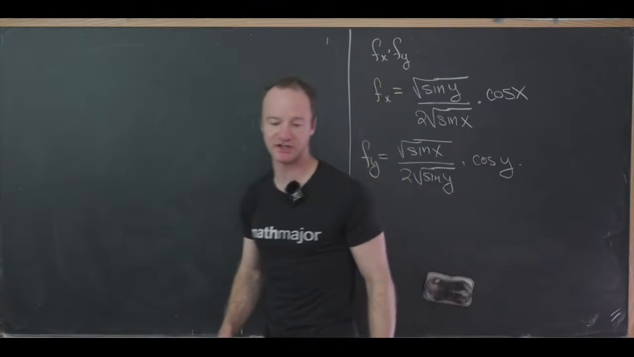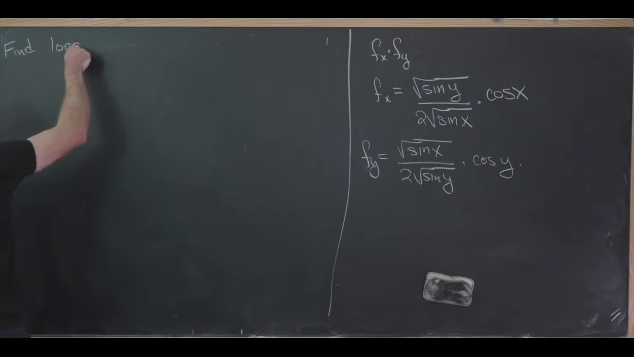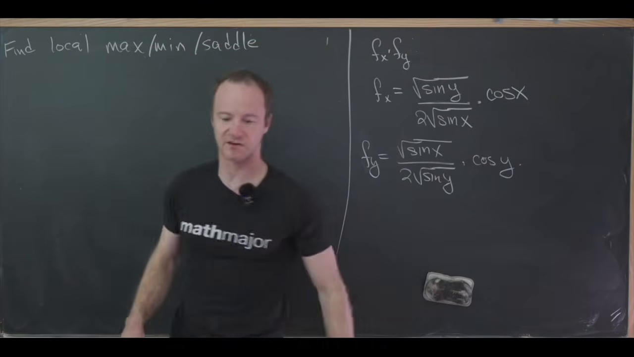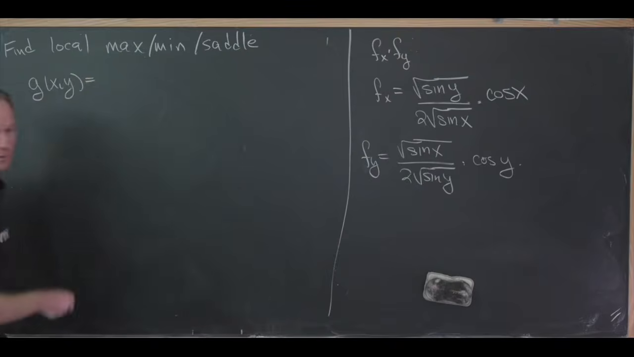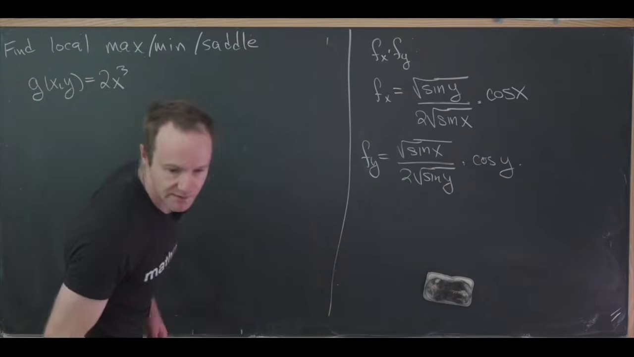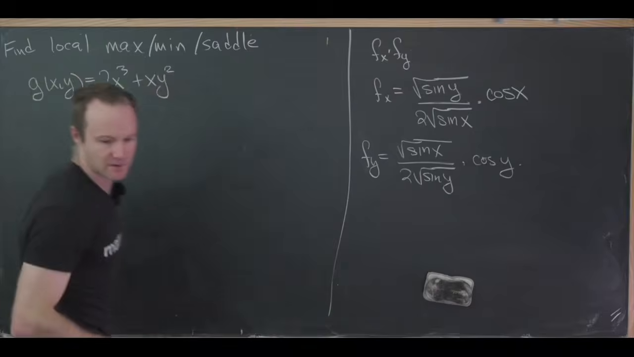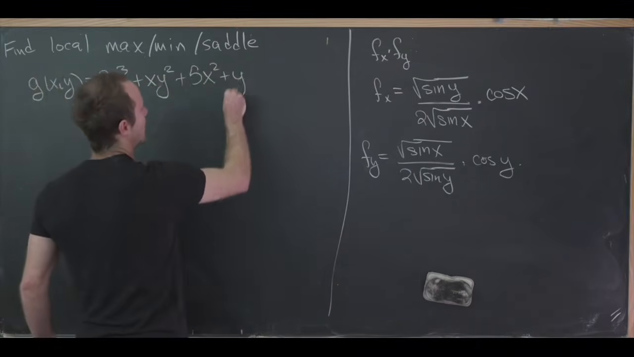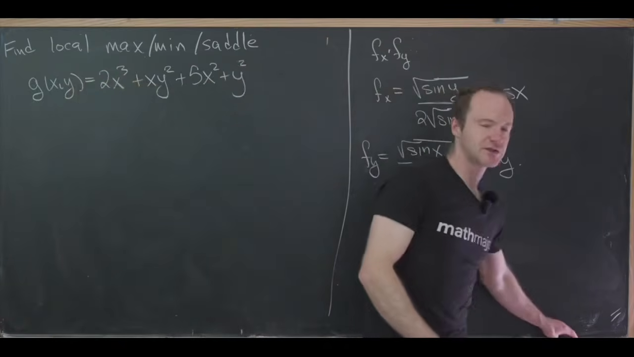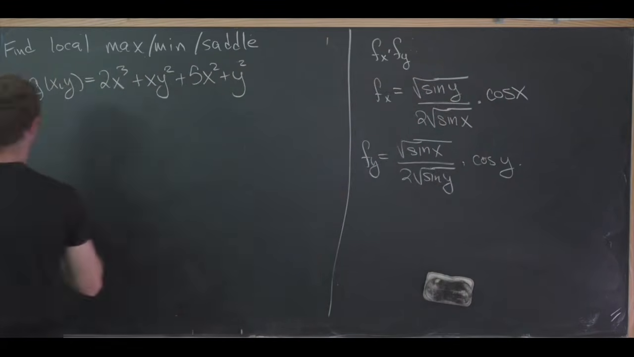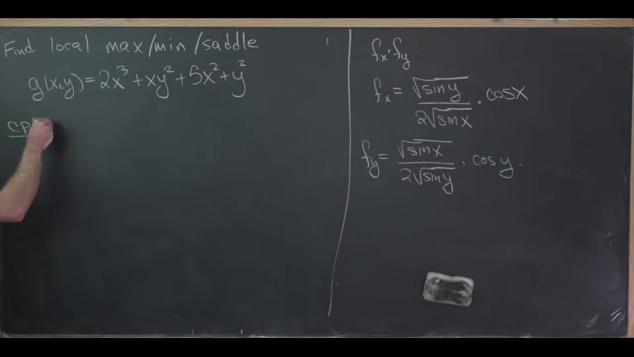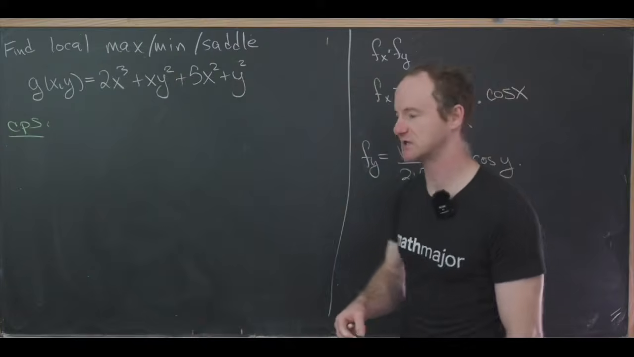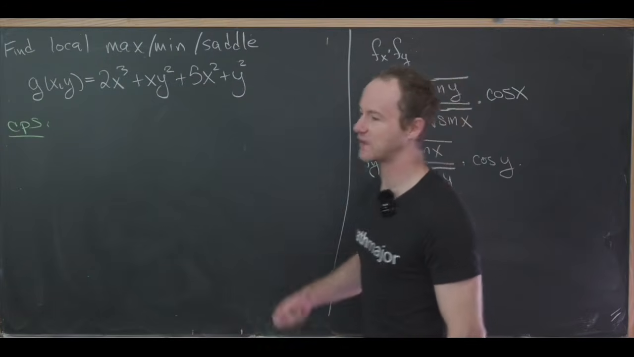So now let's do an optimization problem. Let's find local max, min, and saddle points. Let's say this is our function: g of x y equals 2x cubed plus x y squared plus 5x squared plus y squared. Okay, so the first thing that we need to find are the critical points, and then we'll use the second derivative test for two variable functions to test those critical points. Okay, so let's find the critical points.